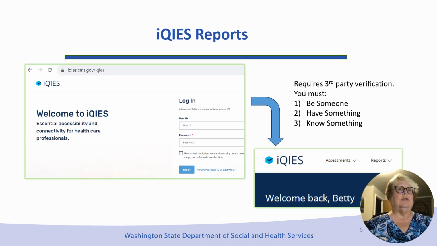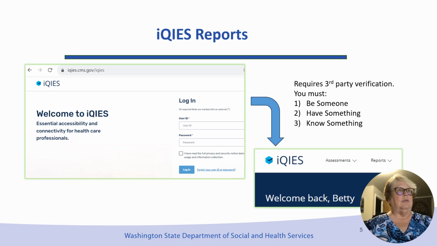When it comes to iQIES reports, when you first log into iQIES, it's always good to use a different browser than Microsoft Edge. You want to use Chrome or Opera or one of the other browser types. You're going to go to this site, iQIES.cms.gov, and you'll get to this landing page.